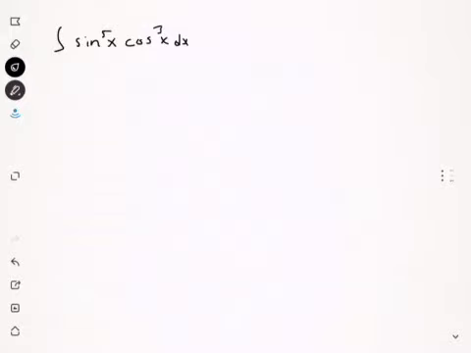We can find the answer to this integral by doing the following. We're going to save a cosine. So we have the original sine to the fifth power, and then we save a cosine. So this is cosine squared, cosine of x dx. That's the cosine that we saved from cosine cubed.